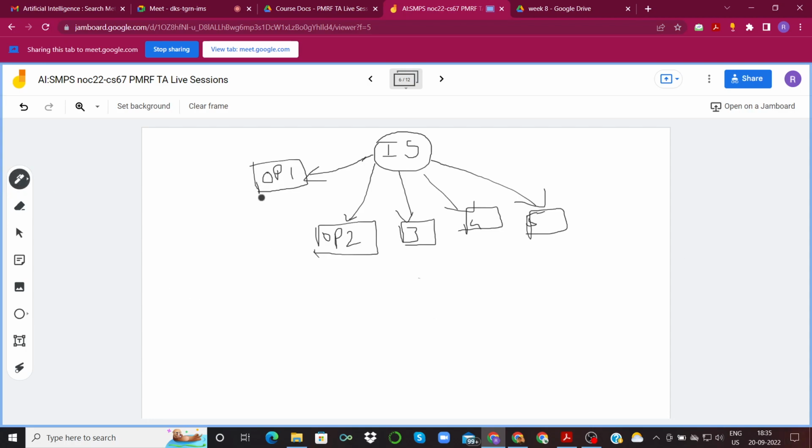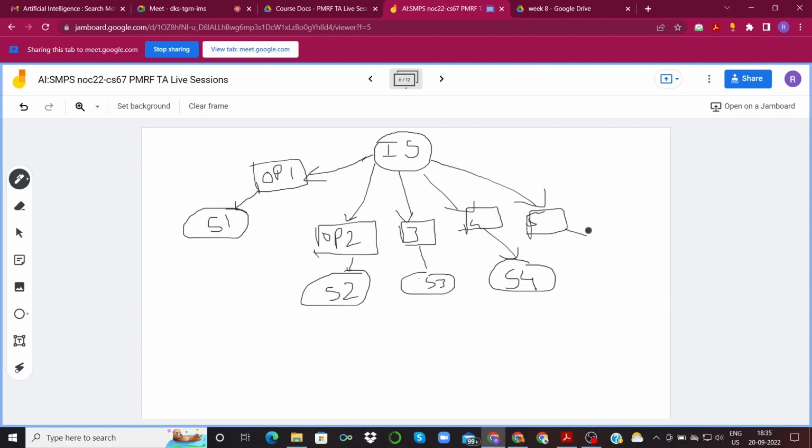As a result of this operation 1, there will be some changes to the state. You will reach a state, let's say S1. Similarly, from this you will reach a state S2. From this you will reach a state S3. This, by the way, doesn't mean that you are going to all these states. This is basically a forward state space planning tree, you could say, in a way.